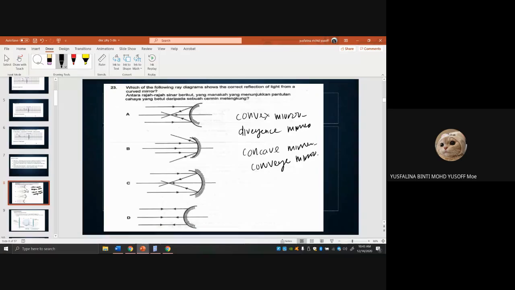Okay, convex should be divergent. So this one is convex, right? So this one is wrong. Okay, for B, this one is a concave, right? So concave should be converged. So this one is diverged. So this one also wrong.